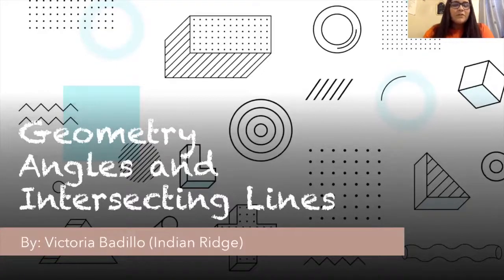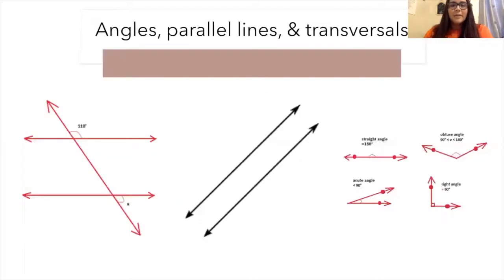So now we're going to go into the topics of geometry, angles, and intersecting lines. So the basics: angles, parallel lines, and transversal lines. As you can see, we have our parallel lines. We have an example of what a transversal line is, which is just two parallel lines and the line going across them at the same angle. And we have different examples of angles, which is the basics. However, it will help when I go into further detail about the problems.